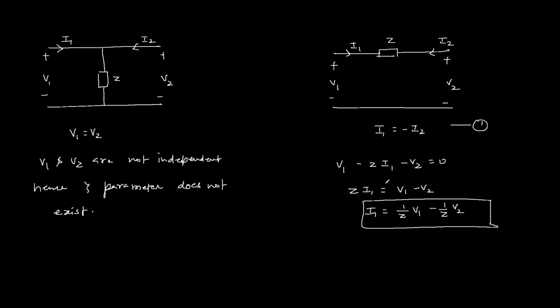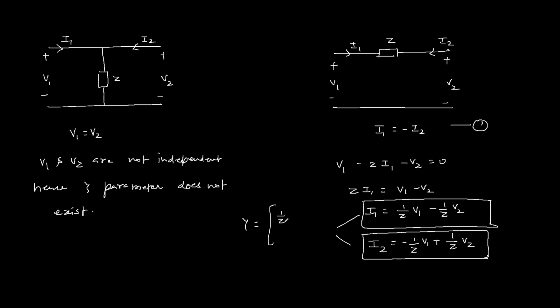And since I1 is minus I2, I2 is minus of I1. So I2 is equal to minus 1 over Z V1 plus 1 over Z V2. This is the second equation. So from these two equations, we can write Y matrix as 1 by Z, minus 1 by Z, then minus 1 by Z and 1 by Z.